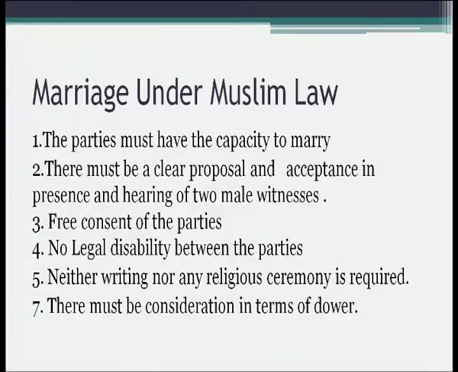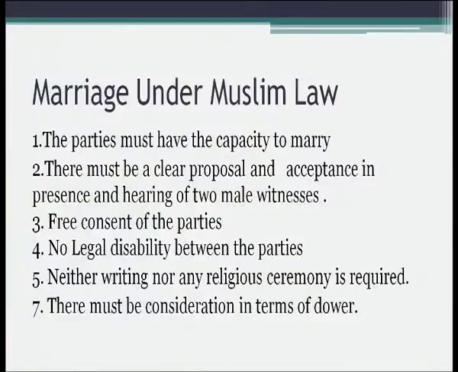Now, the second essential element is that there must be a clear proposal and acceptance in the presence of two male witnesses. Friends, that is called ijab and kabul. So, there must be a clear-cut proposal from one side, and then an acceptance from the other side, and that too in the presence of two male witnesses. Friends, it is relevant to mention here that under Muslim law there are two important sects, Shia and Sunni. This requirement of two male witnesses is not essential in case of Shia marriage.